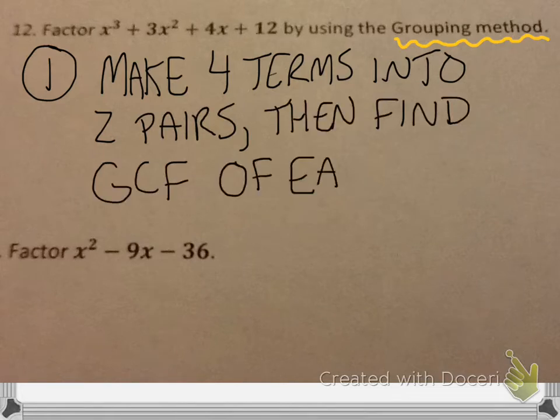After we've made them into 2 pairs, then we want to find the greatest common factor for each pair. Factoring by grouping is essentially doing the greatest common factor 3 times.